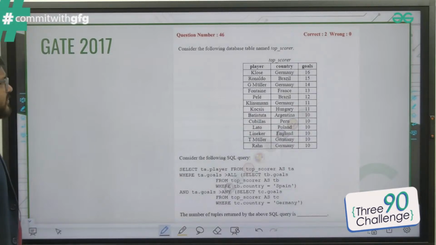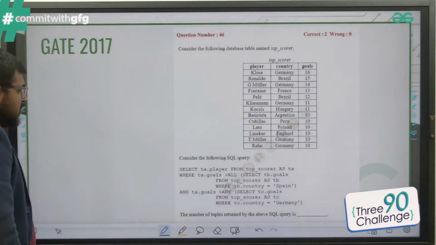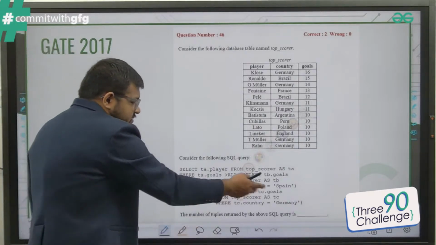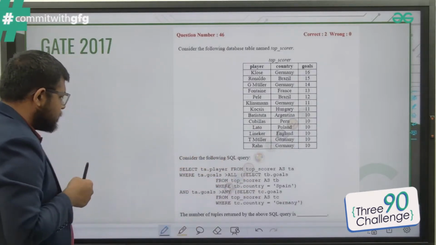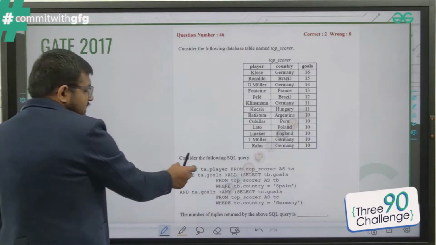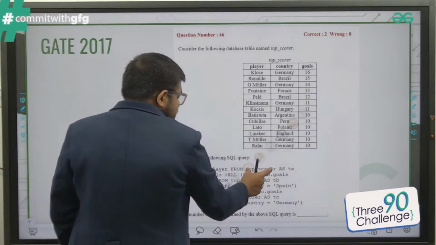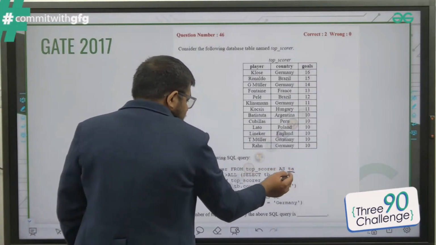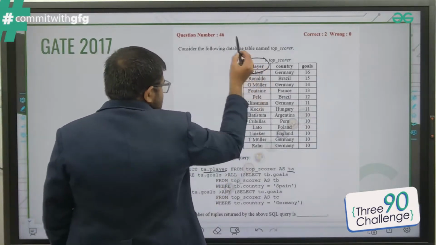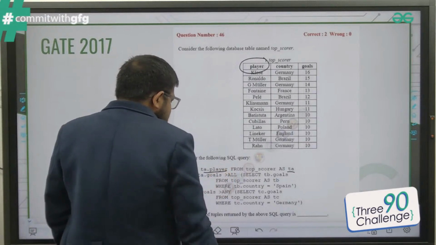Consider the following database table, named top scorer. Consider the following SQL query. The number of tuples returned by the above SQL query is, again they are asking the number of tuples. Okay, so what they are doing is they are selecting something from this table as this, means they have renamed this top scorer table as TA, and from that table they are taking the player name. So they are selecting this value where TA dot goals is greater than.